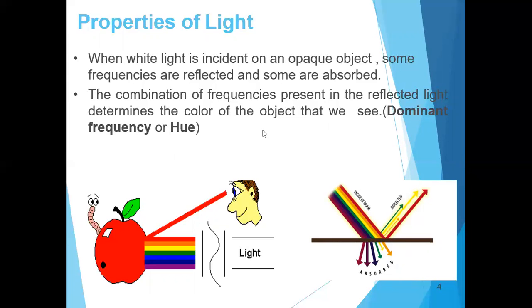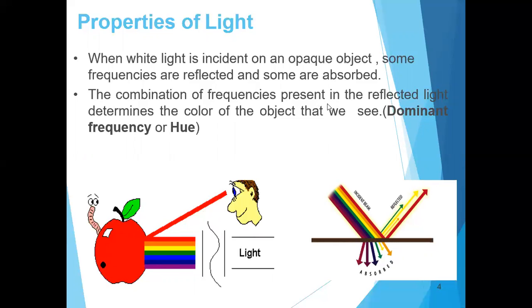that we see. For example, when I look at an apple, there is reflection and there is absorption. From the light that is reflected, I see that the maximum portion is red color. That is why I am able to judge that the color of that particular object is red.